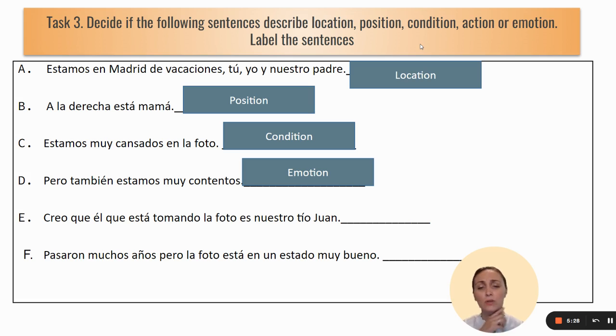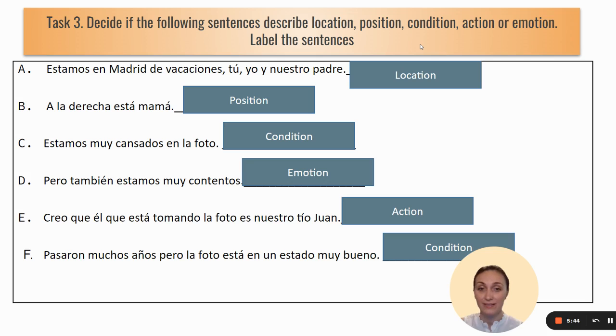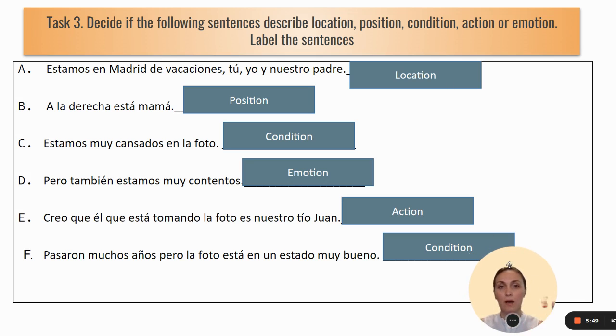El que está tomando la foto es nuestro tío Juan, okay? This is action. He's taking the picture, okay? Pasaron muchos años, pero la foto está en un estado muy bueno. The photo is in a good shape, okay? And this is, yes, you guessed it, a condition. Good. So basically, these are the general five uses of the verb estar. And I'm going to continue now.